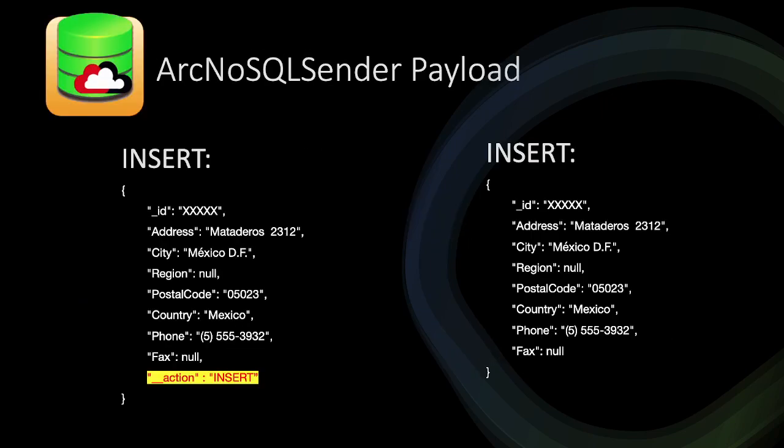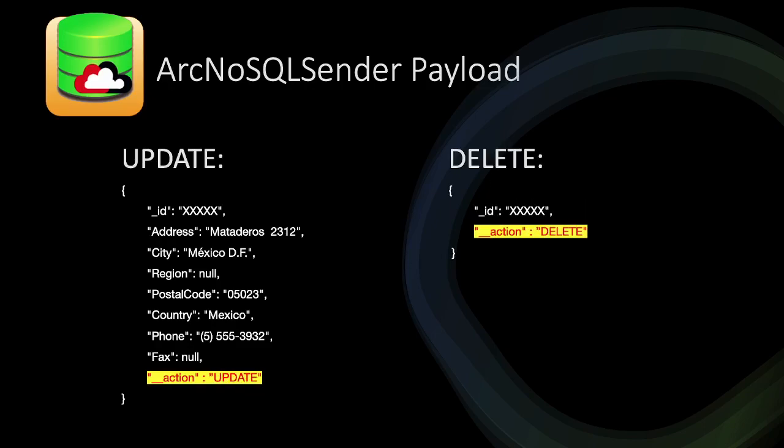The Arc NoSQL sender payload can be an array of insert, update, delete, or operation. The insert is determined by an action called insert, or if the action field is missing. And an update operation is determined by an action called update, and the delete is determined by an action called delete.